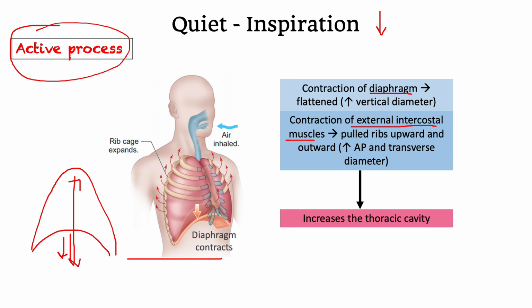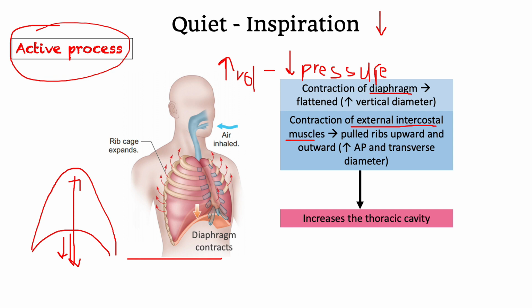Okay, so why do we need to increase the diameter? Because when we increase the diameter, we are increasing the volume of the thoracic cavity. Remember Boyle's law? Increased volume means pressure is lesser. Remember our aim of inspiration? We need to decrease the pressure inside the lung so that air from the atmosphere can go in. So when the diaphragm contracts, it flattens and increases the vertical diameter.